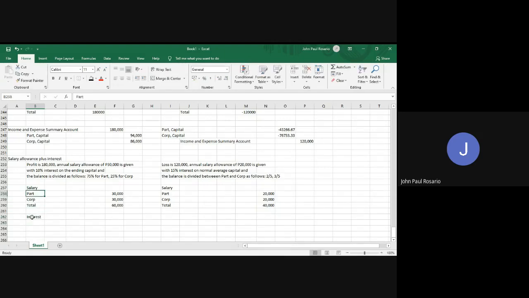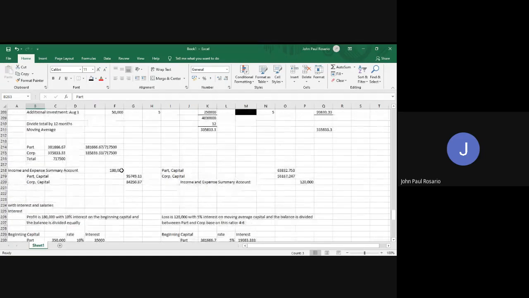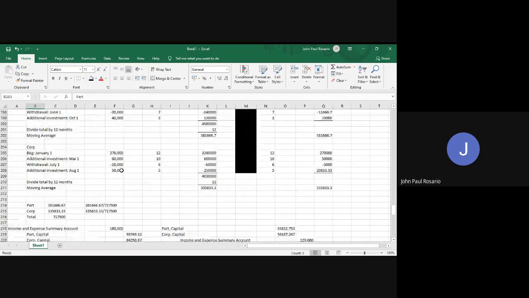So for Part and Corp, it's based on the ending capital. So the ending capital of Part and Corp, where is it? The ending capital is based on what we solved.